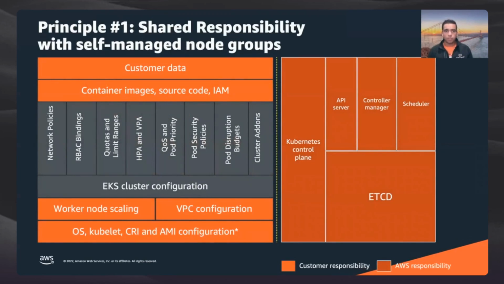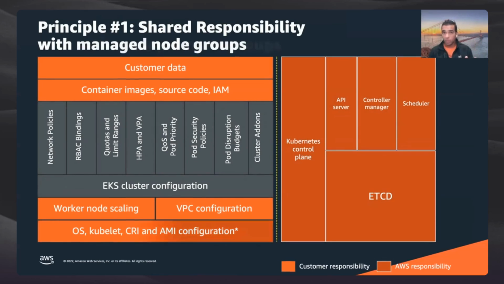So starting with the first principle, the principle of shared responsibility. It's super important to understand what mode you're operating in. Within the context of self-managed node groups, you are responsible for everything on the left of the yellow line. AWS is responsible for the EKS control plane and managing and operating that. And you're responsible for everything that starts from the OS layer, kubelet, the AMI configuration, all the way to your customer data.